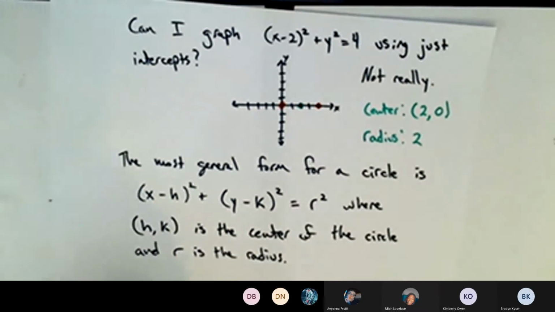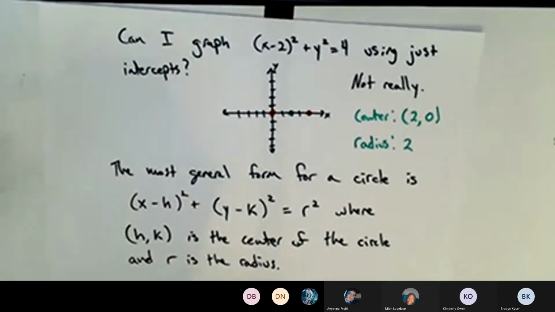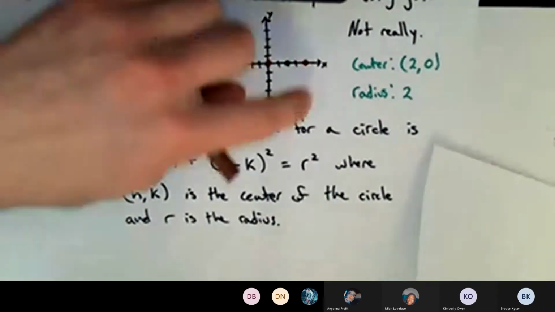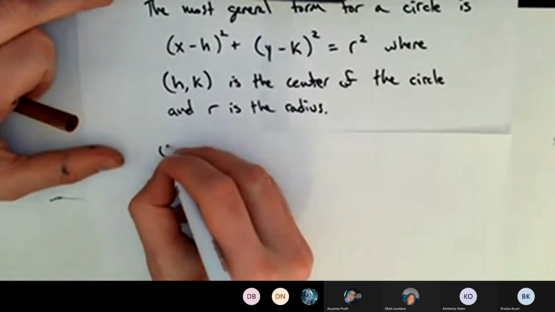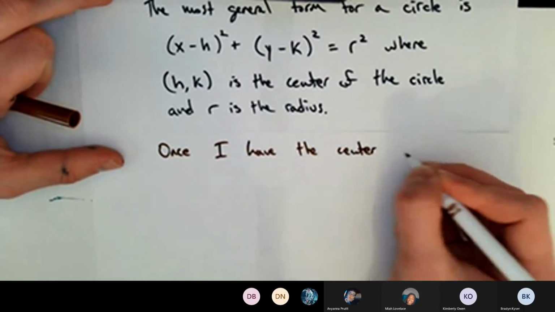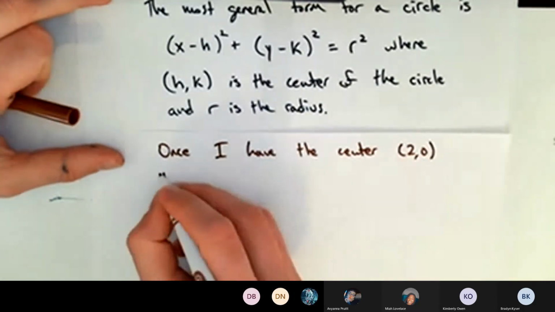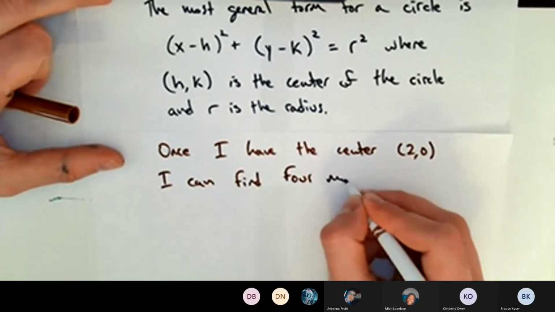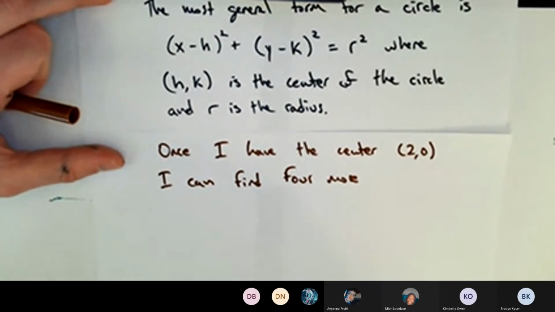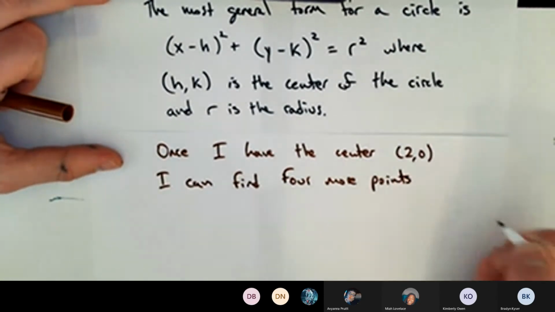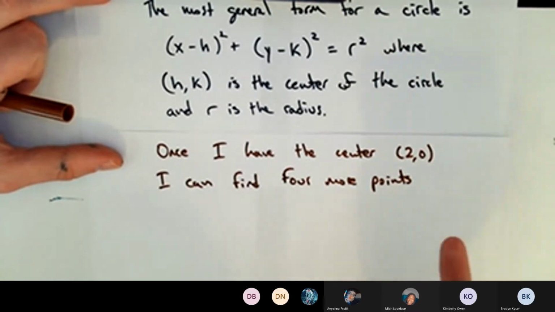Now, why is that helpful? Because what I can do is, I need to write some stuff down. Let me write some stuff down here, and then I'll redraw this graph. So once I have the center, which in this case is 2, 0, I can find 4 more points. So I'm abandoning x and y intercepts for these circles because I'm finding that they are not always useful, right? So I've got a better method here. I can find 4 more points by doing what with the radius?